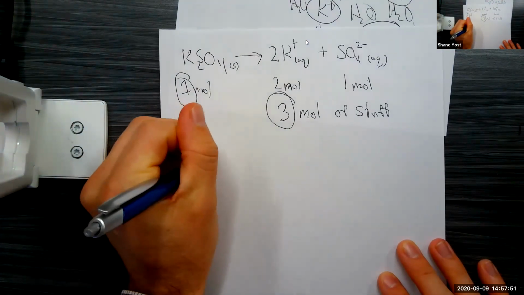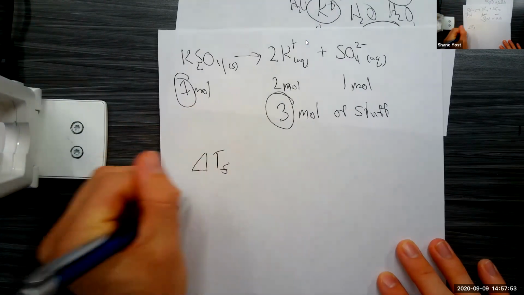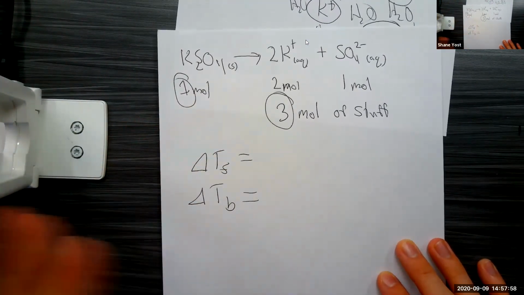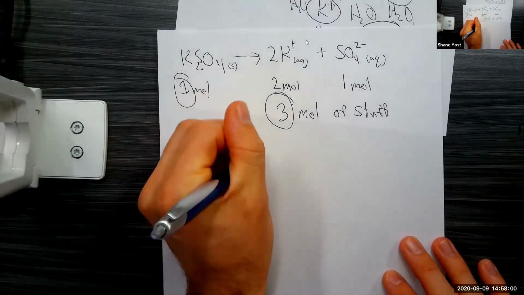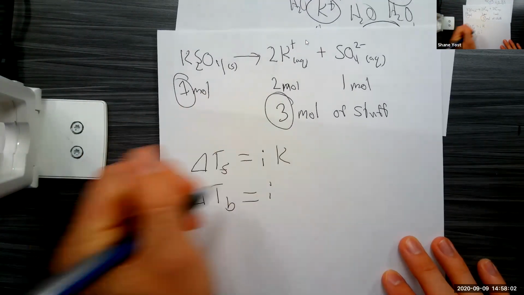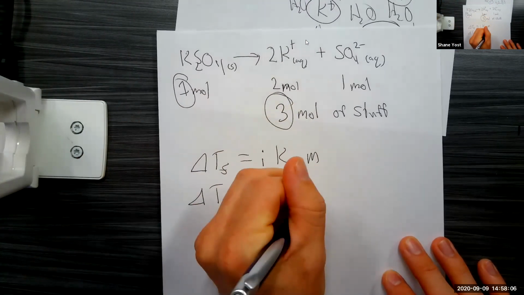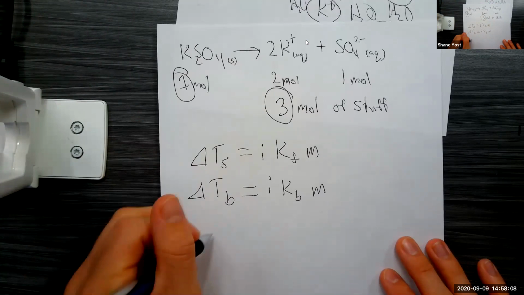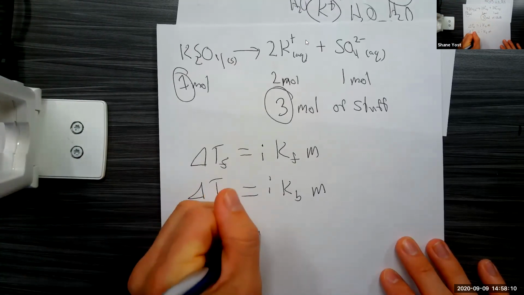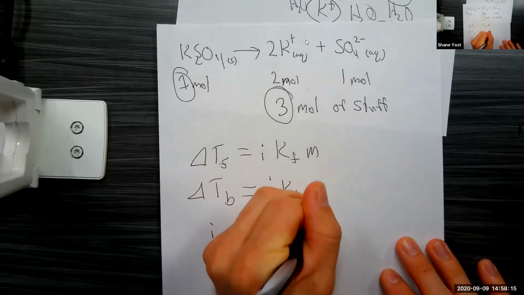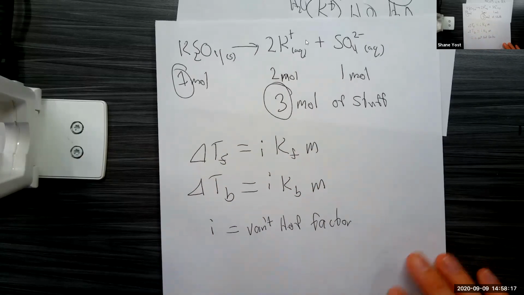So the change in our freezing point temperature and change in the boiling point temperature are given by the exact same set of equations. It's going to be this Van 't Hoff factor times some constant, we'll talk about those in a second, times molality, okay? So i here is your Van 't Hoff factor.